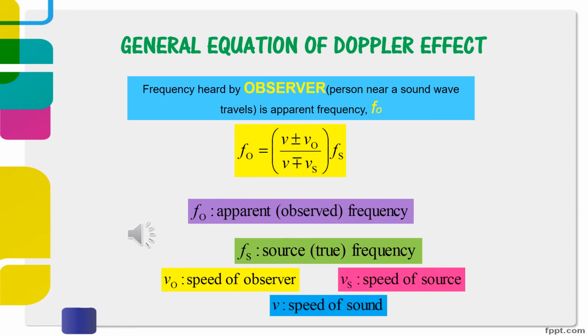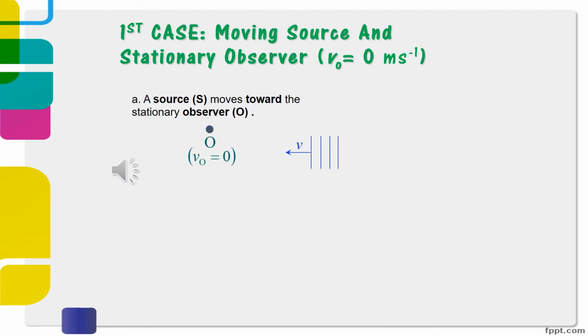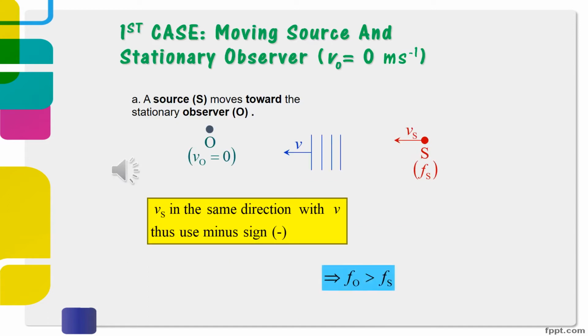General equation of the Doppler effect. The frequency heard by the observer is called the apparent frequency. So here is the general equation of the Doppler effect. We have two cases in the Doppler effect.